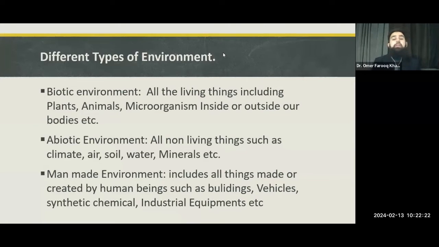Buildings are not naturally occurring things. Vehicles are not naturally occurring things. Synthetic chemicals are not naturally occurring things. Industrial equipment does not come out of its own. Everything has been created by human beings. So the environment which has been created by human beings, and which also affects our lives, is the man-made environment.